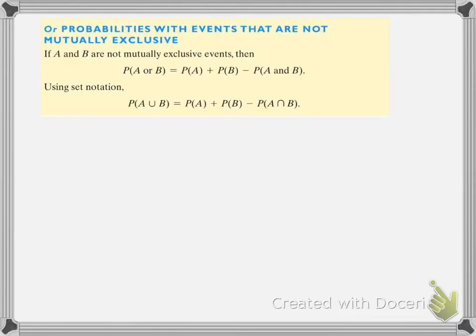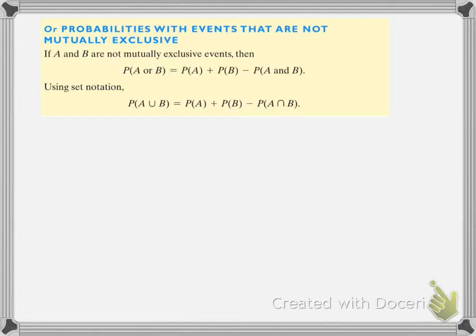Okay, let's say they're not mutually exclusive events. Then what that means, guys, is that they could happen at the same time. Like you could get a king and a diamond. You could draw a card that is both a king and a diamond at the same time. All right?